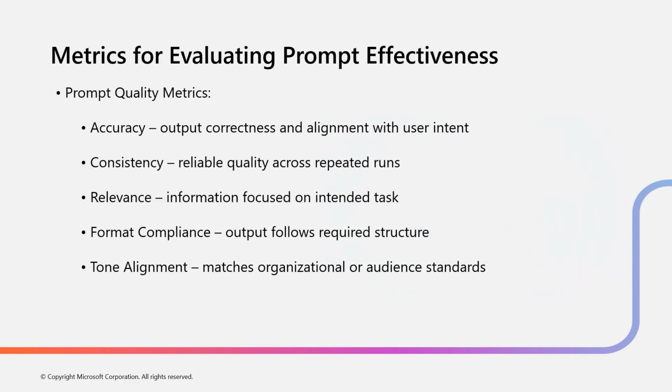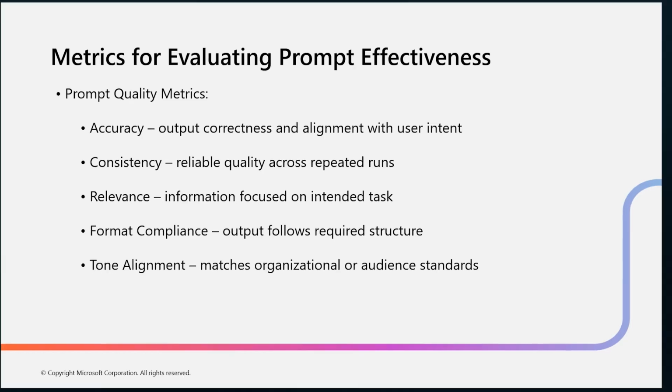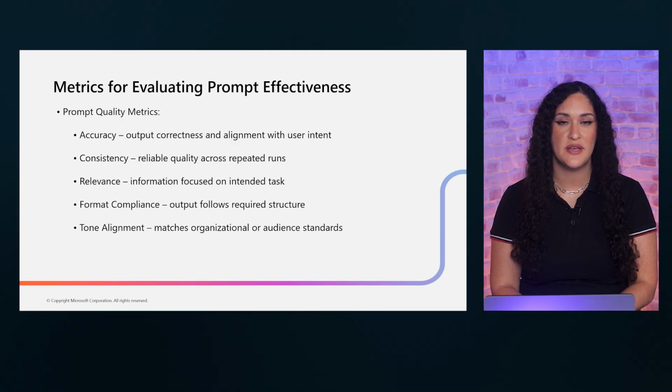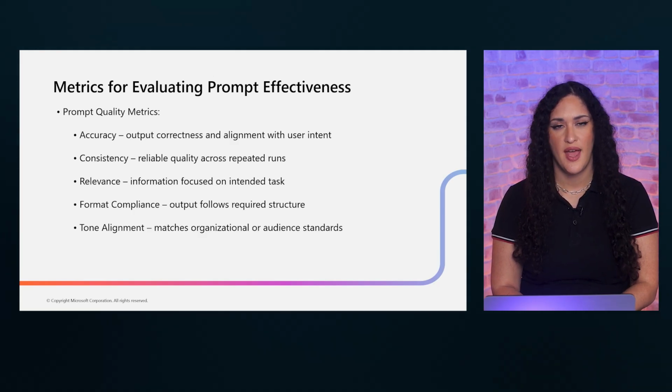How do you know if a prompt actually works well? Use these measurable quality metrics. Accuracy measures output correctness and alignment with user intent. Consistency checks whether quality holds across repeated runs. Relevance ensures information stays focused on the intended task. Format compliance confirms the output follows your required structure. And tone alignment verifies it matches organizational or audience standards.